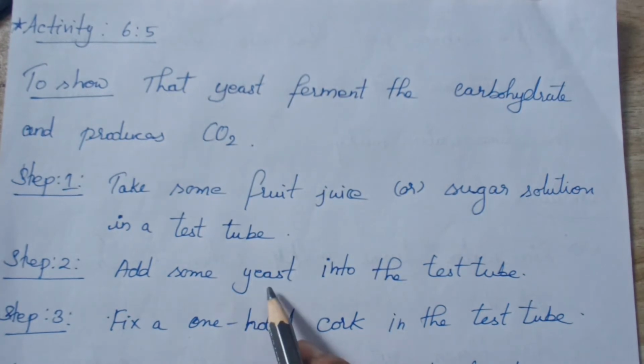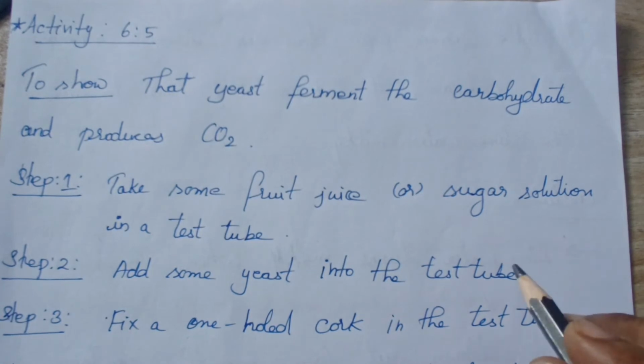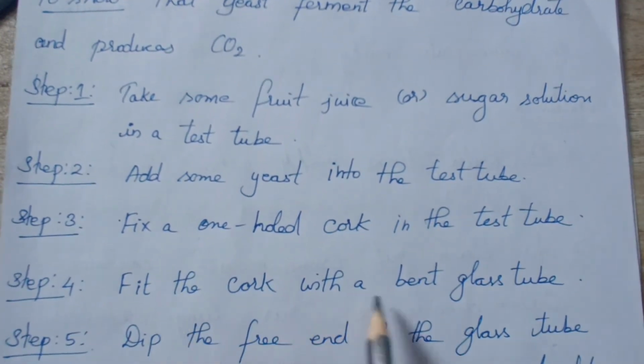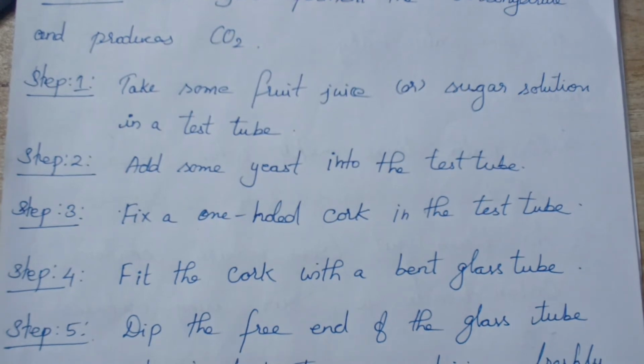Yeast is a unicellular organism, right? Then fix a one-hole cork into the test tube. We are going to close the test tube with a cork. It should contain only one hole. In that hole we are going to fit a bent glass tube.